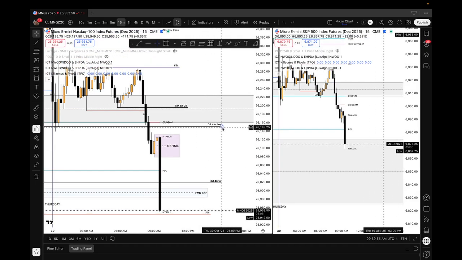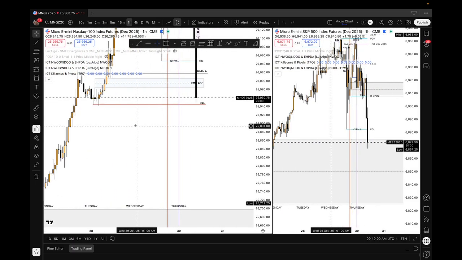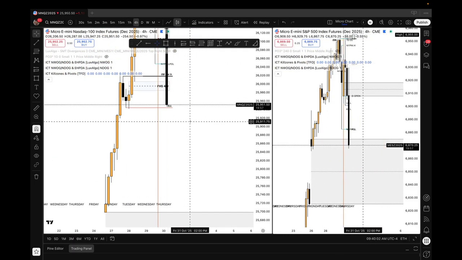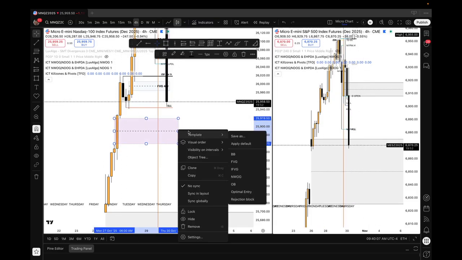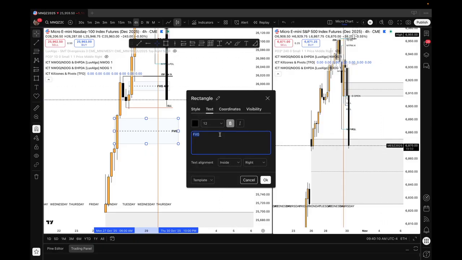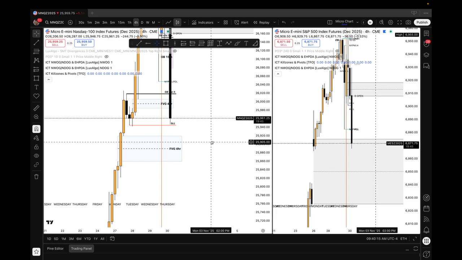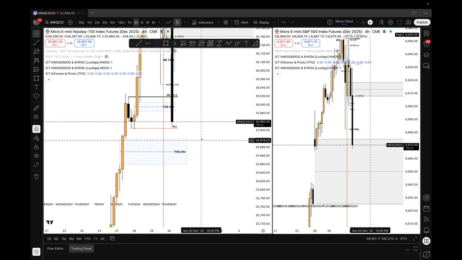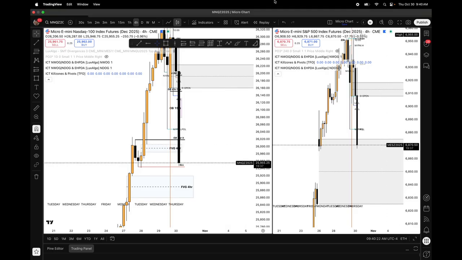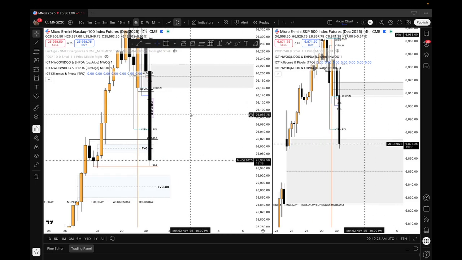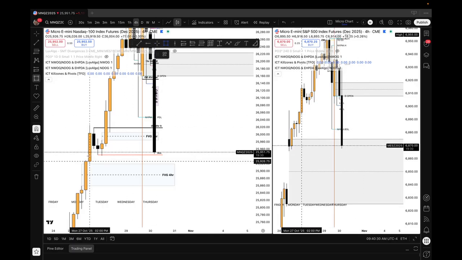Just marking out levels we could tap off of, even on the hourly as well. Take sell side liquidity. This 4 hour fair value gap. But I'm looking to take shorts no matter what. So I'm not really sure what price could end up doing.